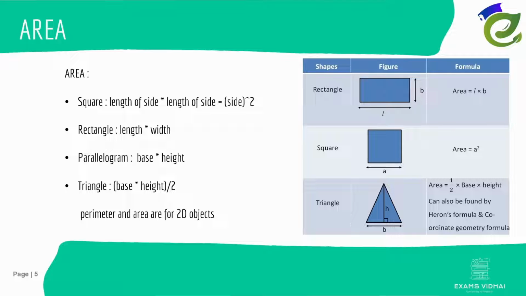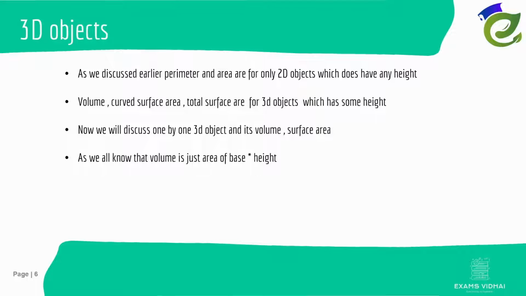Perimeter and area are only for 2D objects. For 3D objects there is no perimeter or area. There will be curved surface area, total surface area, and volume, while a 2D object doesn't have any volume because it doesn't have any height, as we discussed earlier. Perimeter and area are only for 2D objects, which do not have any height. Volume, curved surface area, and total surface area are for 3D objects, which have some height. Now we will discuss 3D objects and their volume and surface area one by one.